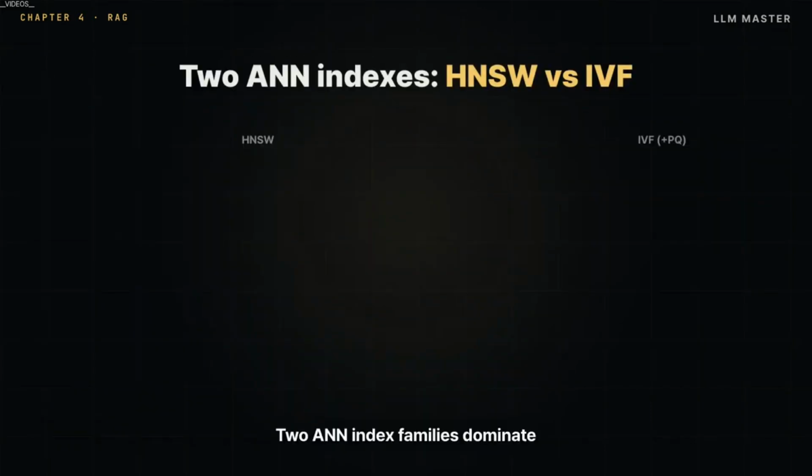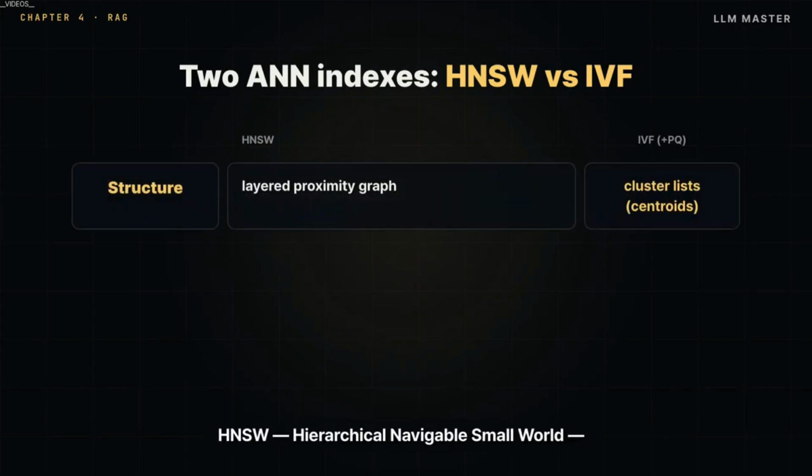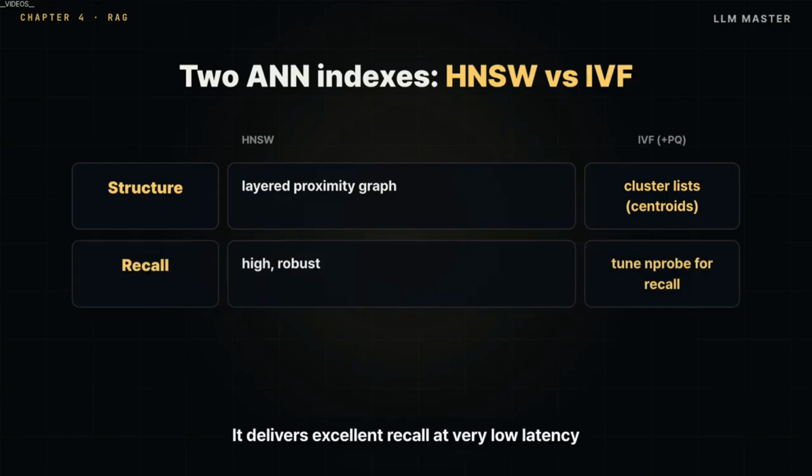Two ANN index families dominate, and knowing when to reach for each is real production knowledge. HNSW, Hierarchical Navigable Small World, builds a layered graph where each vector links to its neighbors, and search greedily walks that graph from coarse top layers down to fine ones. It delivers excellent recall at very low latency, which is why it's the default in most vector databases. But the graph of links is memory hungry, and at hundreds of millions of vectors that RAM cost bites.